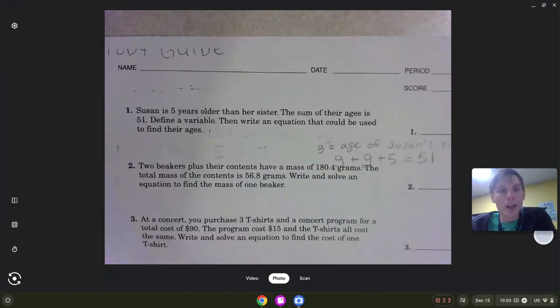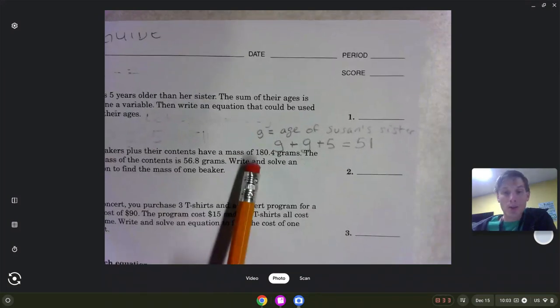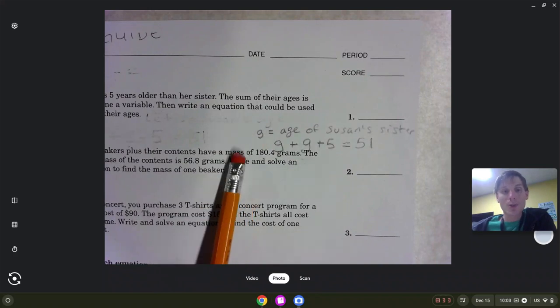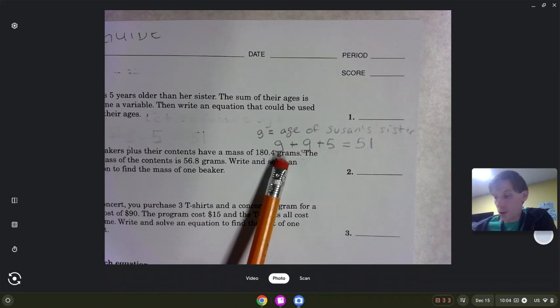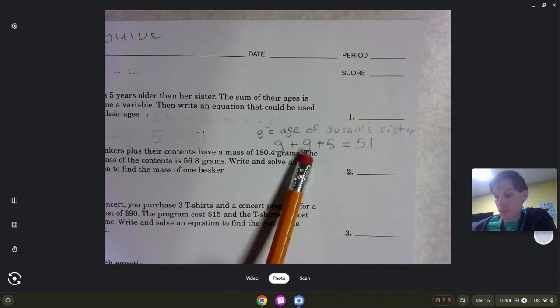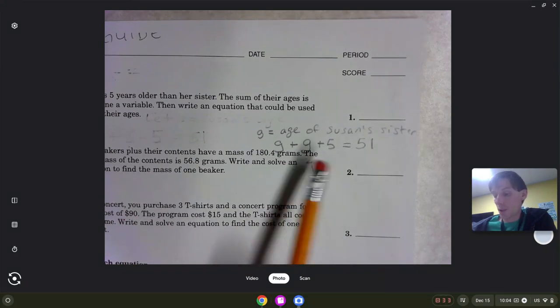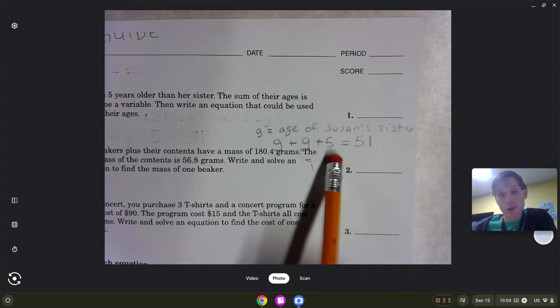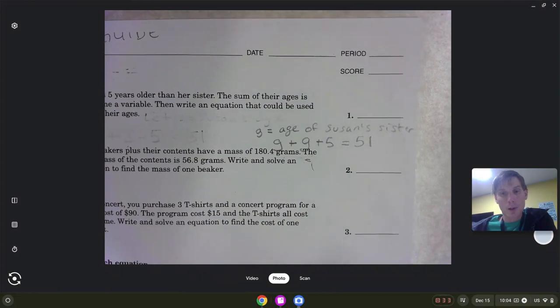Notice we have two ages here, right? So we have Susan and Susan's sister. For this one, we'll say Susan's sister's age could be G. Since we know Susan is 5 years older than her sister, we're going to say G, her sister's age for a girl, plus Susan's age, which is G plus 5, right? That's the simplest equation here. So G plus 5 represents Susan's age, and G represents the sister's age, okay?